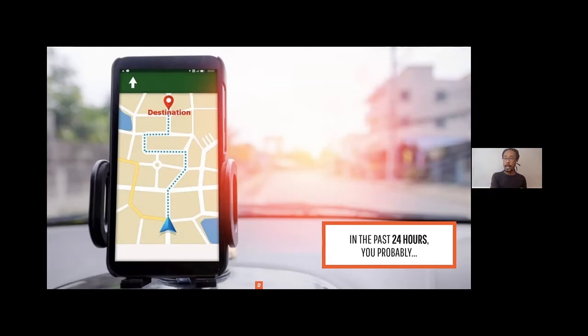Modern GPS, and not GPS as in the satellites, but the apps that use GPS, even Google Maps, for example. I want to get from my house to the mall. The artificial intelligence knows millions and millions of trips taken over these roads, how best to get me there most efficiently, taking me from point A to point B. That's a robot making that decision. It's artificial intelligence.